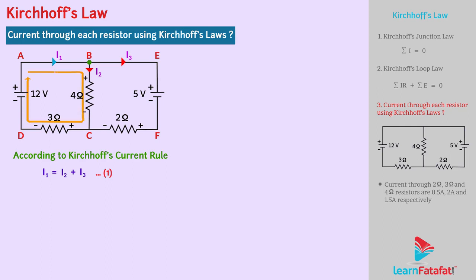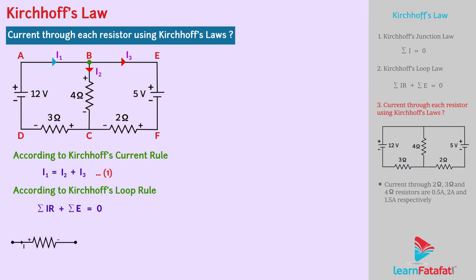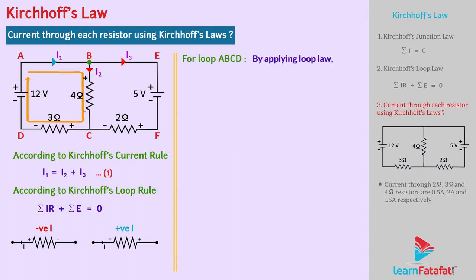Consider loop ABCD. According to Kirchhoff's loop rule, the algebraic sum of voltages in a loop is 0. While analyzing the loop, current flow from positive to negative direction is taken as negative and vice versa. So for loop ABCD, applying the loop law, we get plus 12 minus 4I2 minus 3I1 equals 0. That is, 3I1 plus 4I2 equals 12. Let's call this equation number 2.